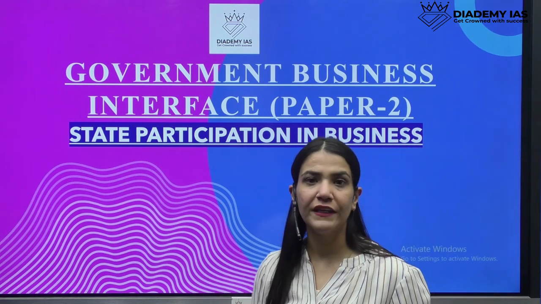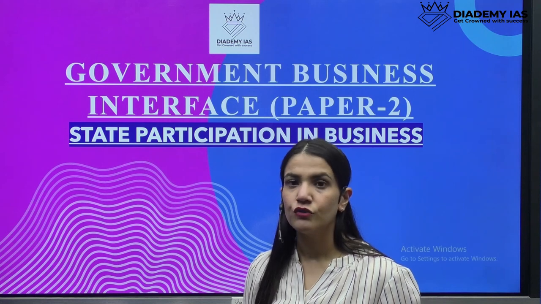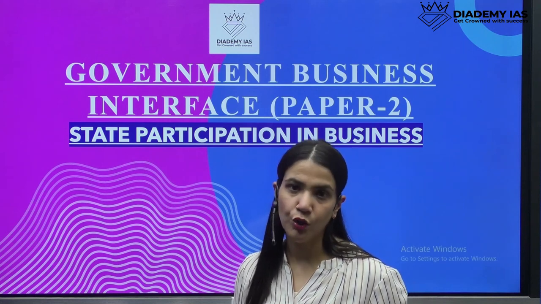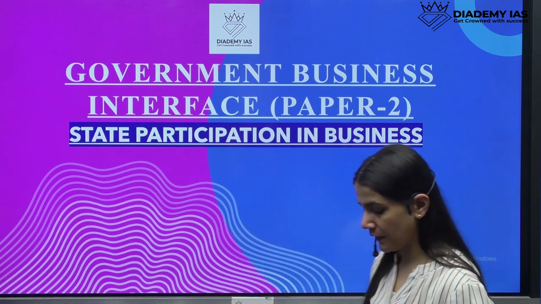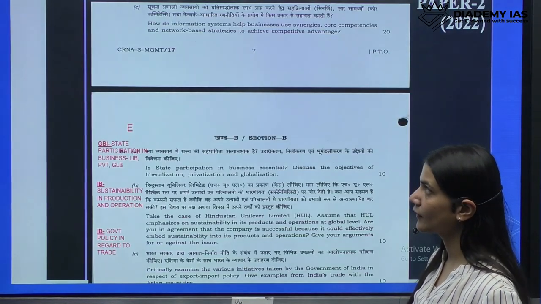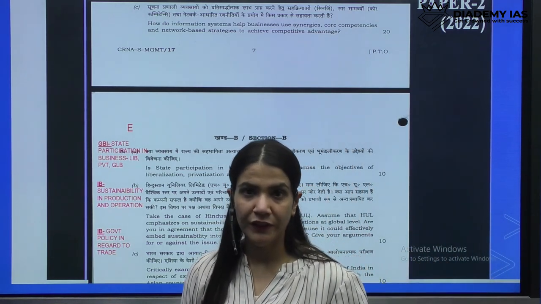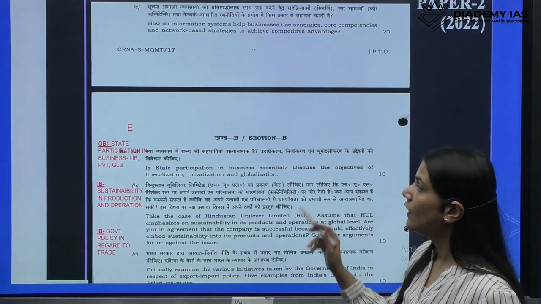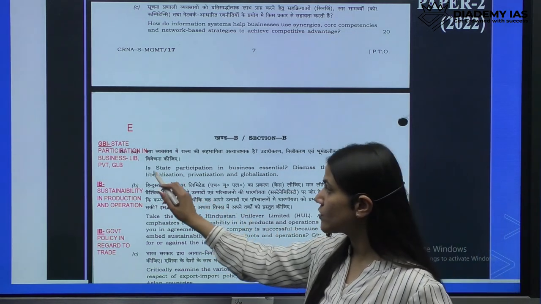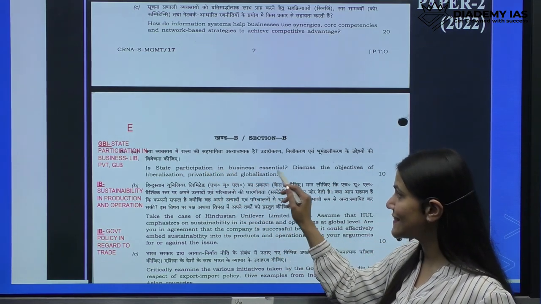Before going to the topic and explaining it to you today, let me show you the previous year questions, so that you get a clear idea of how the questions have actually been asked by the UPSC. I'll be beginning with the year 2022 paper, that is paper 2, as you can see on your screens as well. Here, the question that was asked was, is state participation in business essential?